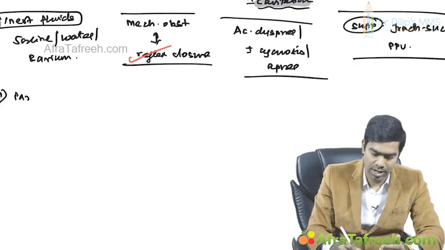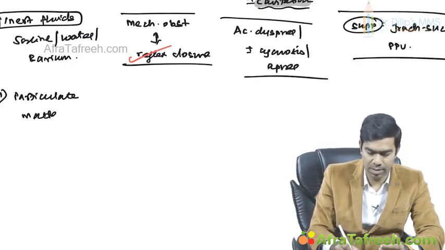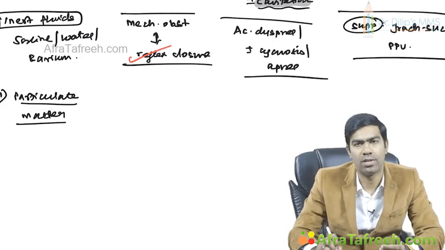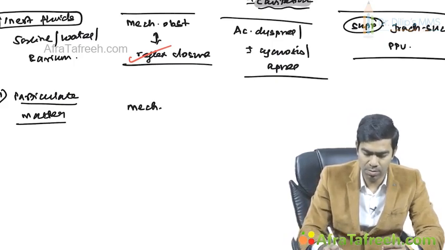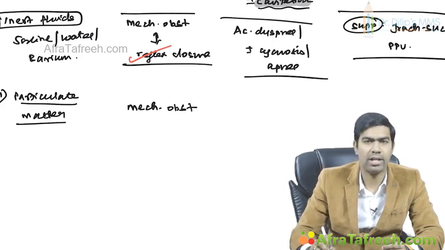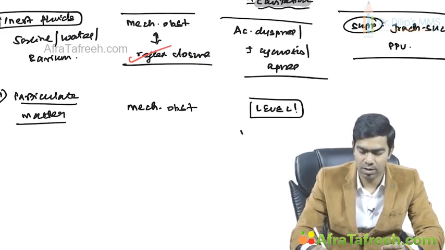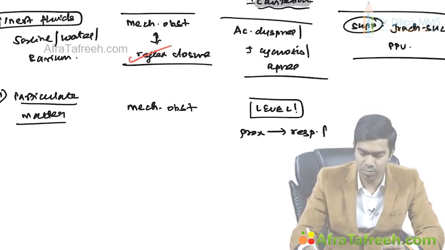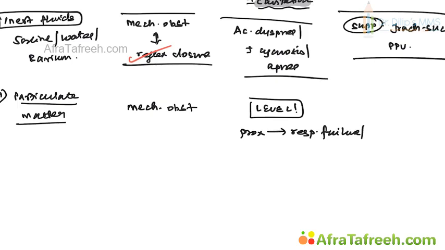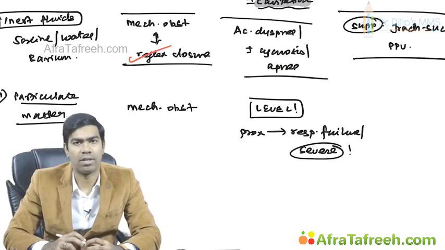Number 4, when you aspirate a particulate matter, like a coin or a peanut, it's actually very common in children compared to adults. When you aspirate a particulate matter, again the main problem will be mechanical obstruction, and the clinical features will depend on the level of the obstruction. What is the level? The more proximal it is, the more the patient is prone to respiratory failure and severe respiratory distress. Proximal will usually be severe, and they'll go for frank respiratory failure very fast.